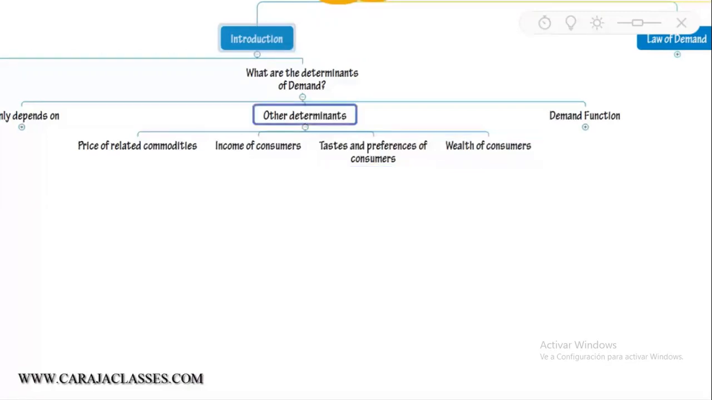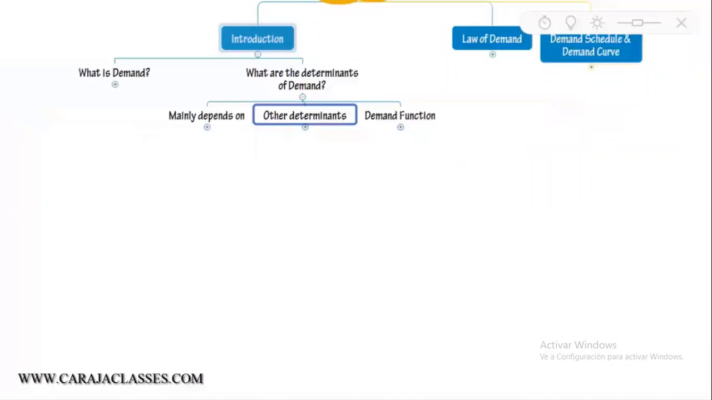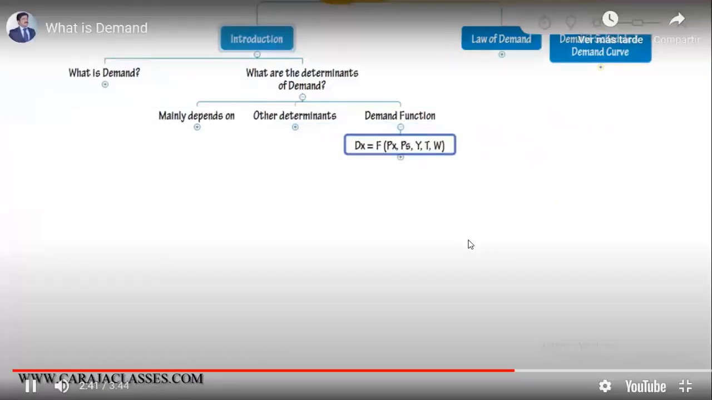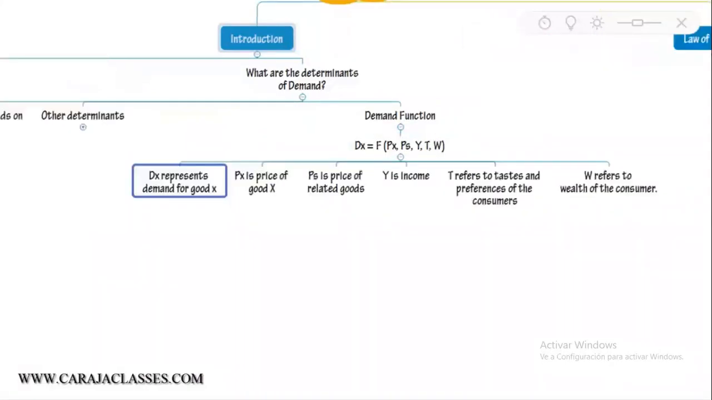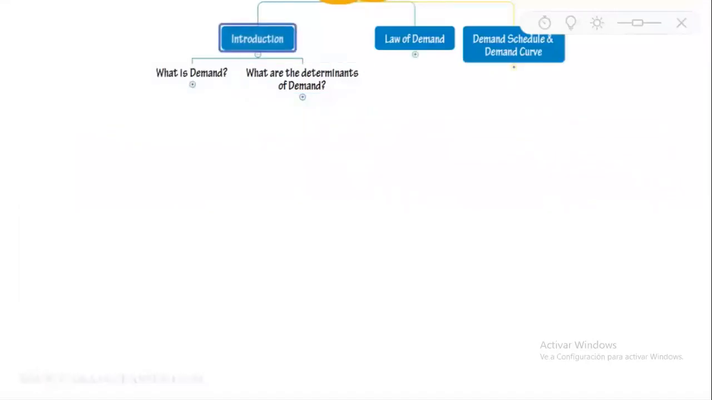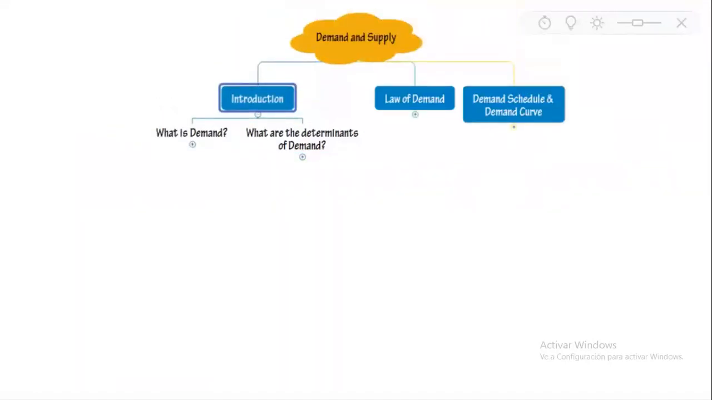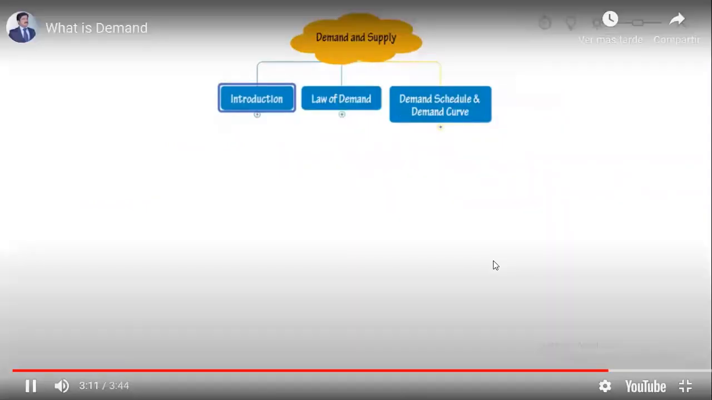So there are other determinants like this, and so we can say demand is basically a function of, I've written something like an equation, Dx = f(Px, Ps, Y, T, W), where Dx stands for demand for good X, Px is the price of that good, Ps is the price of related goods, Y is income, T refers to taste and preferences of the consumers, and W refers to wealth of the consumer. So this is the brief background about demand. In the next session, we'll understand what is the law of demand.